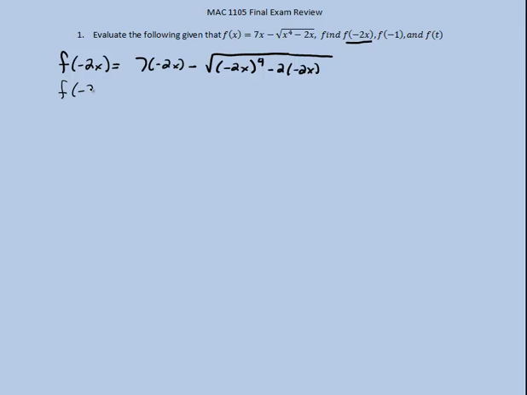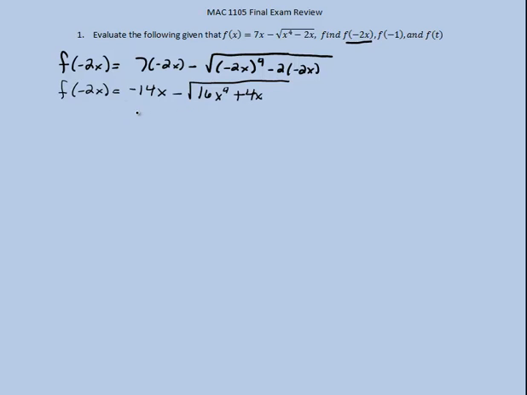So f of negative 2x will equal 7 times negative 2x, which gives you negative 14x, minus the square root. Be careful here. When you raise negative 2x quantity to the fourth, you're going to have to raise negative 2 to the fourth and x to the fourth. So negative 2 to the fourth will give you a value that is 16x to the fourth, minus 2 times negative 2x gives you a positive 4x. So we'll have positive 16x to the fourth plus 4x.